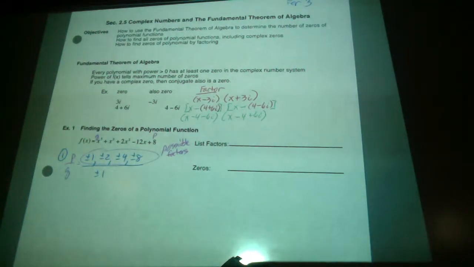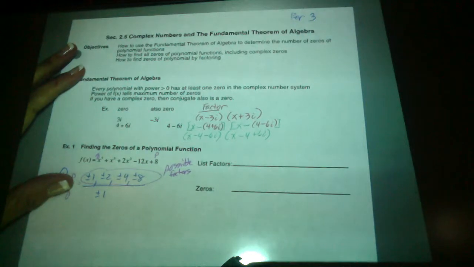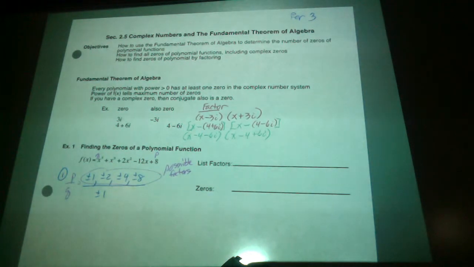All right, so let's look at what we started the other day with. We looked at the fundamental theorem of algebra, which essentially you already know. What is the degree of this polynomial here? 5. So that means that there are at most 5 zeros. Some of those zeros are going to be rational, some are going to be irrational, some are going to be imaginary. Those are your 3 possibilities.